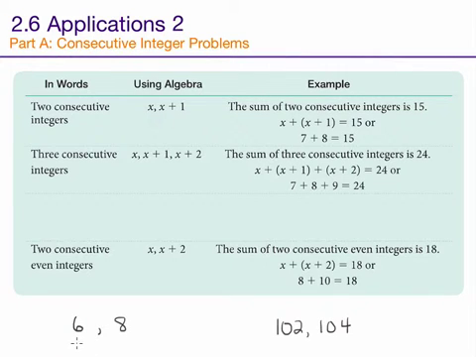Notice what I have to do to get from 6 to 8. Now I have to add 2 to get from one integer to the next consecutive even integer. I have to add 2 to 102 to get to 104. So if I know my first integer, to get to the second consecutive even integer, I have to add 2 to the first one. Two consecutive even integers are x, or whatever that first integer is, and 2 more than x.